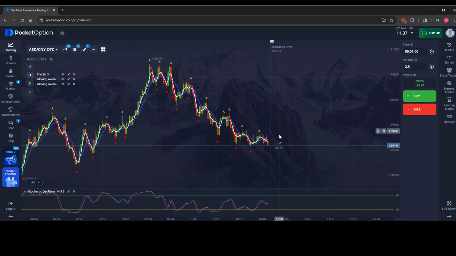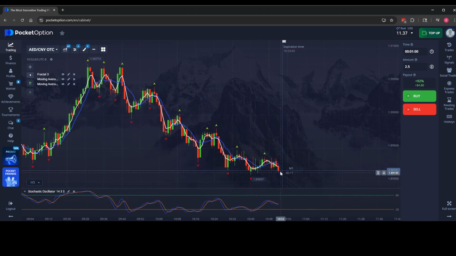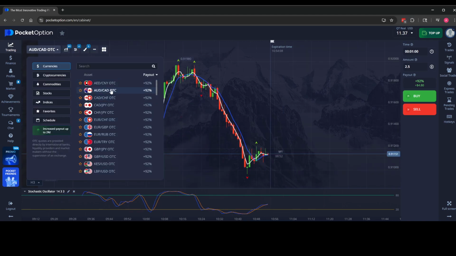This is an interesting one. Let's see. Although I kind of missed this already, so I'm going to pass on this one. You see, it's too far from where the fractal printed. The rule is that we need the fractal, and then a crossover towards the opposite direction of the fractal. That's what we need. Unfortunately, the fractal printed a while ago, so I would have typically taken a trade right here on this one, but we missed that.